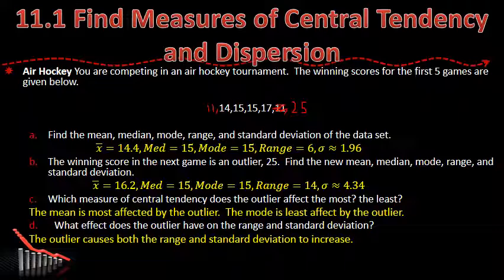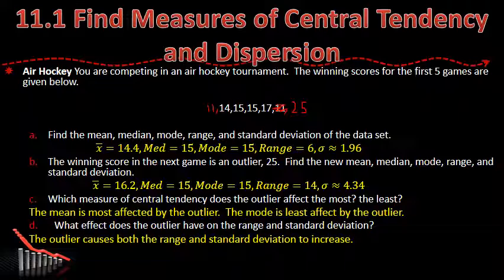So which measure of central tendency does the outlier affect the most? Well, of the central tendency, that's the mean, median, or mode, since the median and mode didn't change, it appears the mean is the most affected by the outlier. And in general, the mode is the least affected by the outlier.